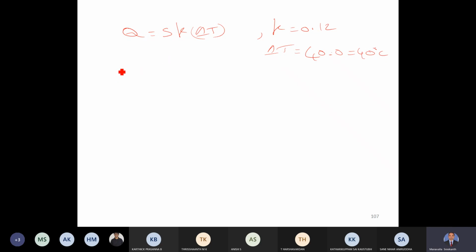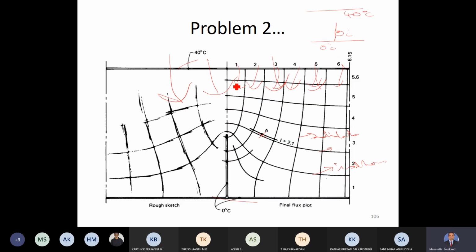In yesterday's class, we have seen S in terms of the flux plot is equal to M by N multiplied by L. M is the number of lanes through which the heat transfer is taking place, N is the number of temperature steps, and L is the length. Now, if we count here, these are the lanes in which the heat transfer is taking place: 1, 2, 3, 4, 5, 6. So in 6 lanes, flow is taking place. So M is equal to 6.